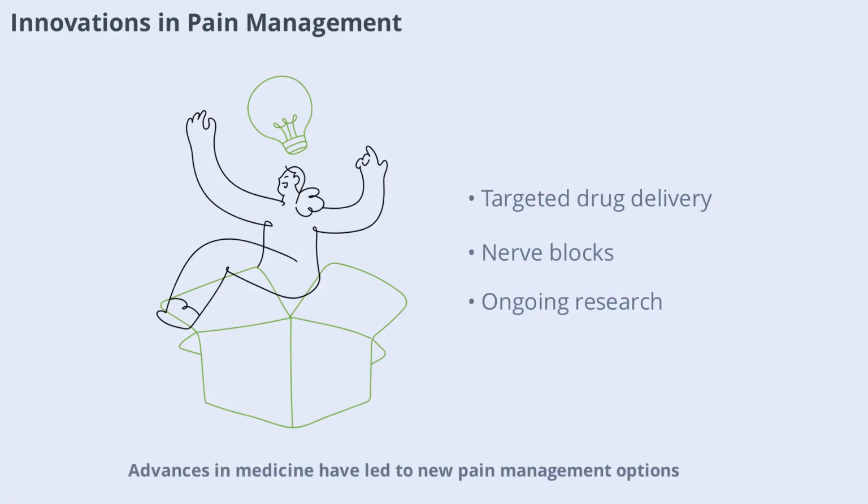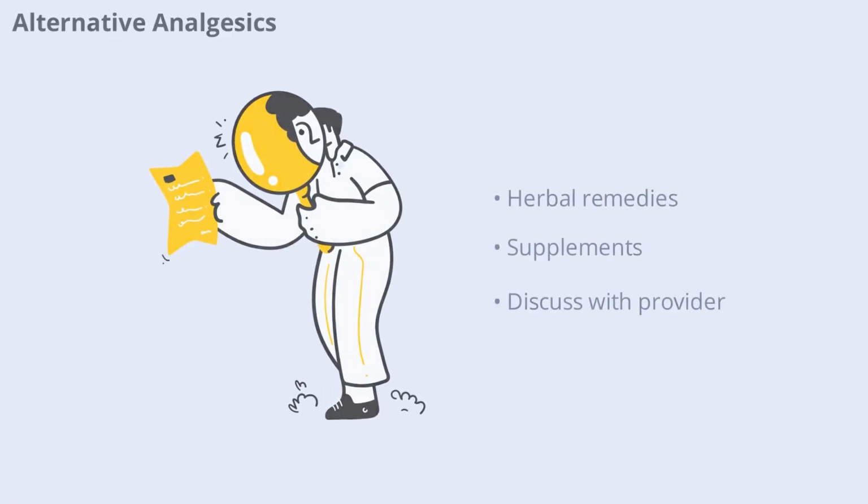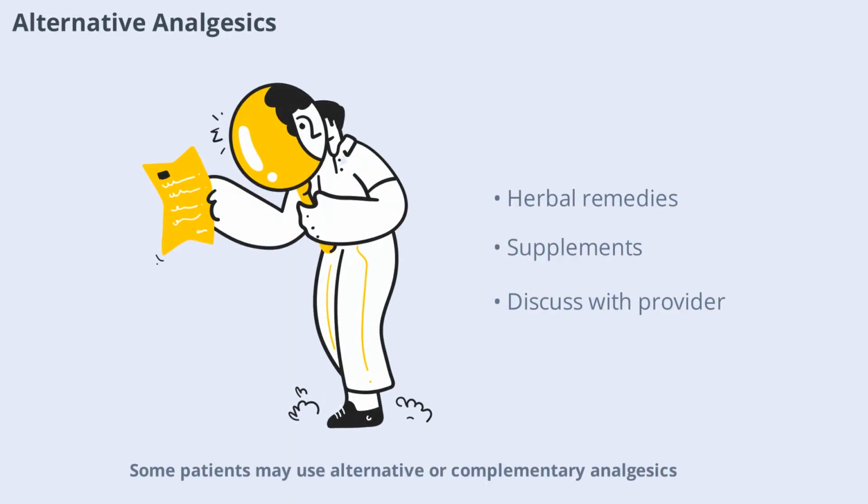Advances in medicine have led to new pain management options, including targeted drug delivery, nerve blocks, and minimally invasive procedures. Research continues to improve the safety and effectiveness of both analgesics and anesthetics, offering hope for better pain control in the future. Some patients may use alternative or complementary analgesics such as herbal remedies or supplements.